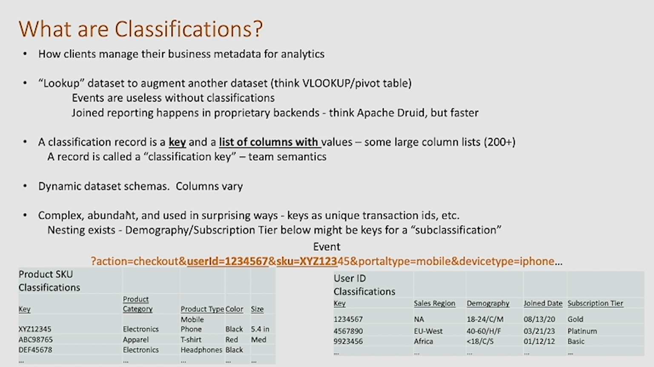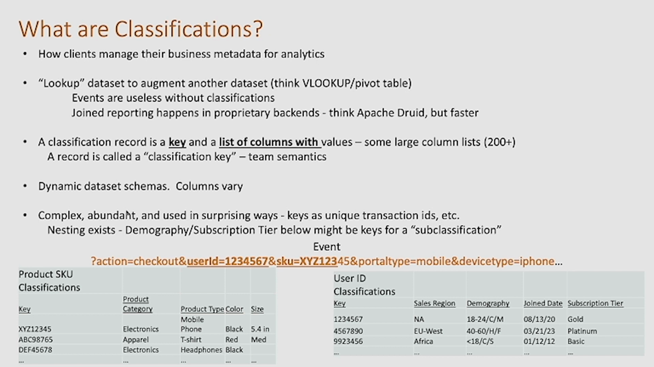So a classification record, what we're talking about here, is a key and a list of columns with values. Some records might have as many as 200 plus columns. In a record, I'll probably call it a classification key a lot. It's kind of cheap semantics, so it might conflate key and record a little bit. In fact, it's confusing. Dataset schemas for clients are very diverse. Columns will vary. And this classification data is complex, abundant, and used in a lot of different ways.